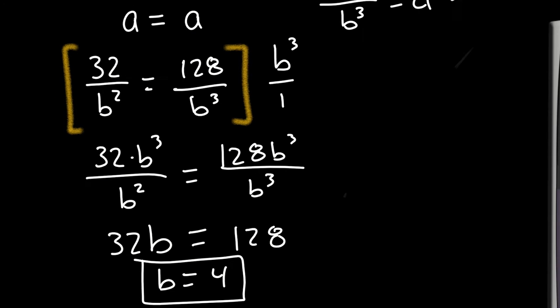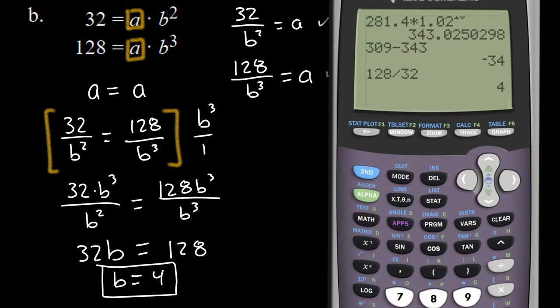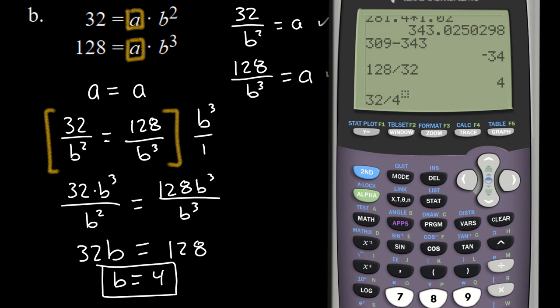And we have two wonderful ways of figuring out what a is, and it shouldn't matter which one we use. Either a is going to be the 32 over b squared, or a is going to be 128 divided by b cubed. So I'll just use the top one. I might use both. 32 divided by 4 to the second power. 32 divided by 16 is 2. You're a genius, Mr. Roberts.